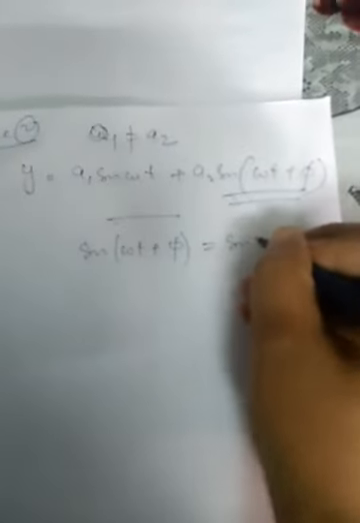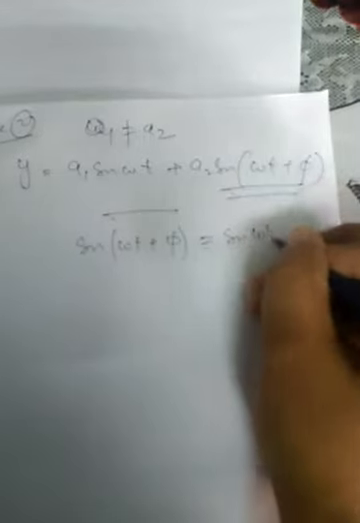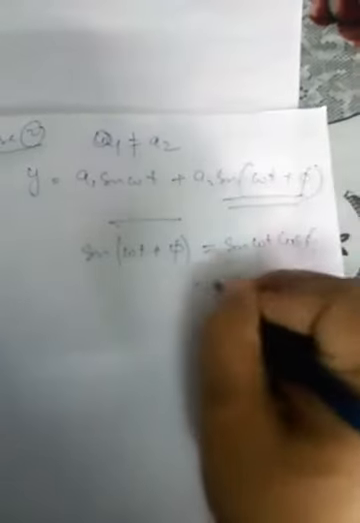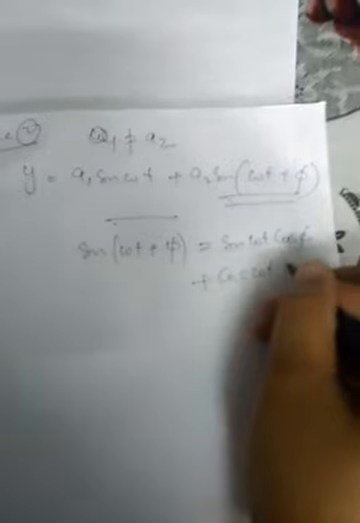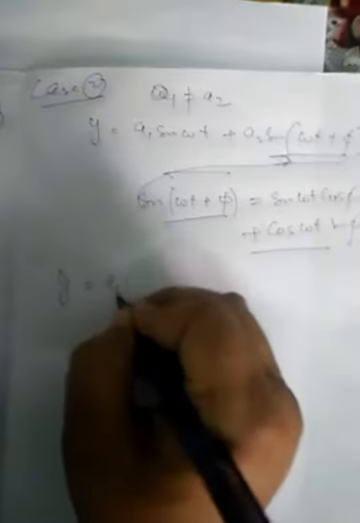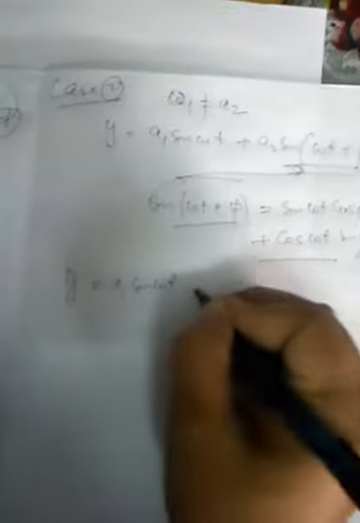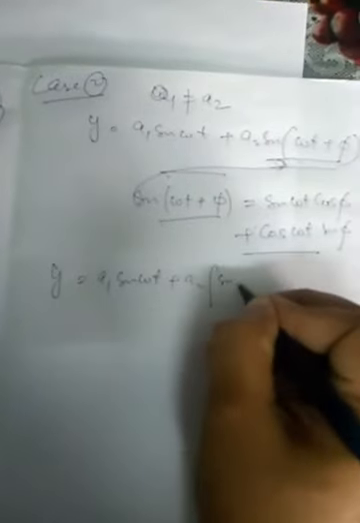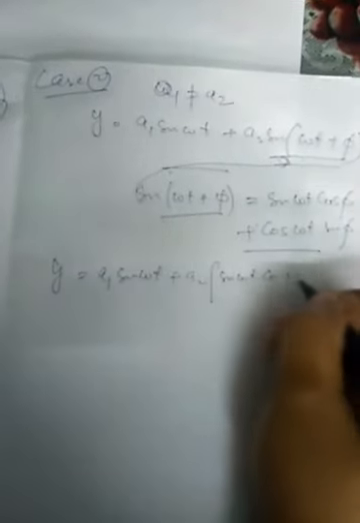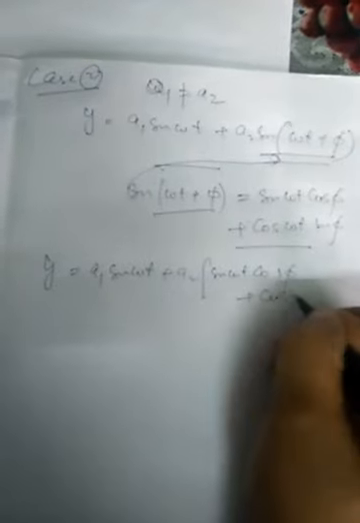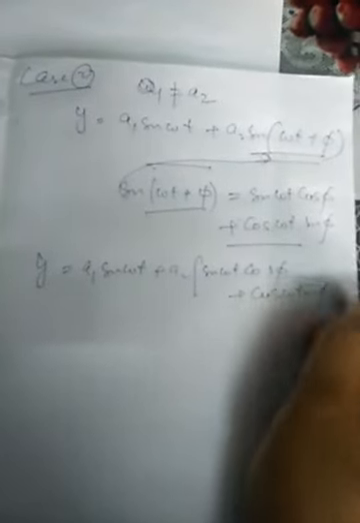Now what is sin C plus sin D? It is sin(A+B), which is sin A cos B plus cos A sin B, here cos ωt sin φ. So that is the interpretation of this one, and this value we are going to substitute over here. So what we will get: y will be equal to a1 sin ωt plus a2 of (sin ωt cos φ plus cos ωt sin φ). So that is the part which is going to be there. That is the second part.